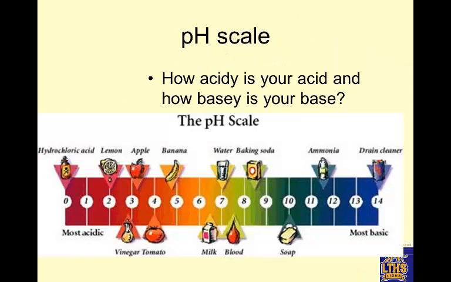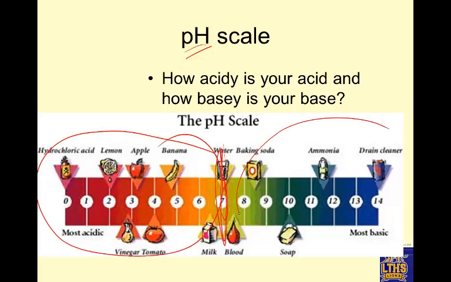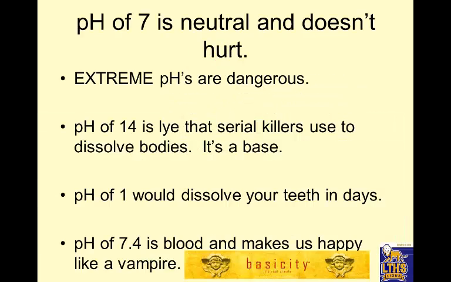So what are we learning about here? The pH scale and how to calculate the pH of a solution. How acidy is your acid and how basey is your base. Here's our neutral, here's our acids, here's our bases, and you can see the different things on there. Some of them are common household items. Bananas rock. A pH of 7 is neutral and doesn't hurt.